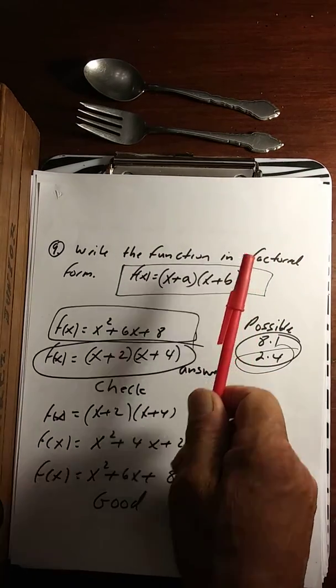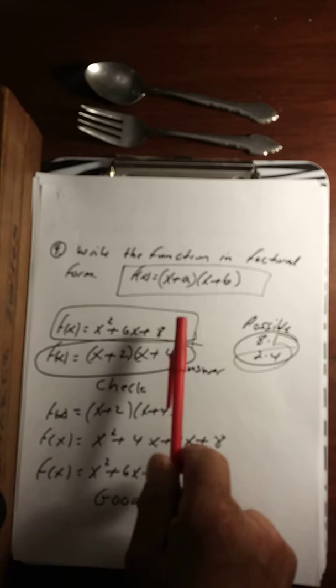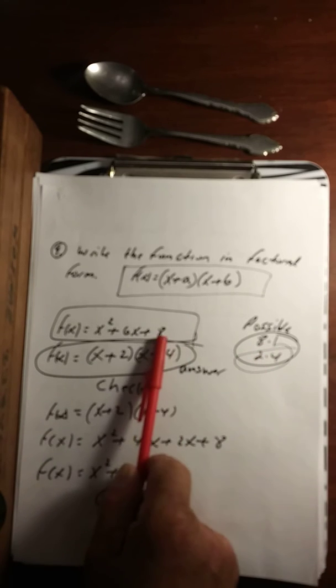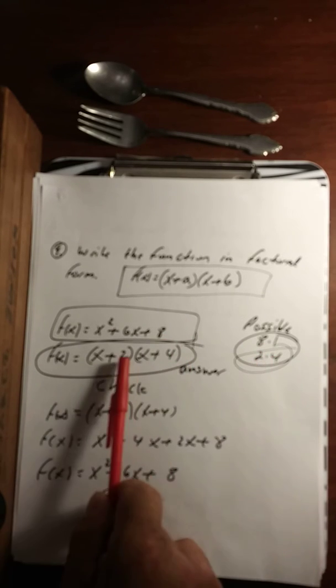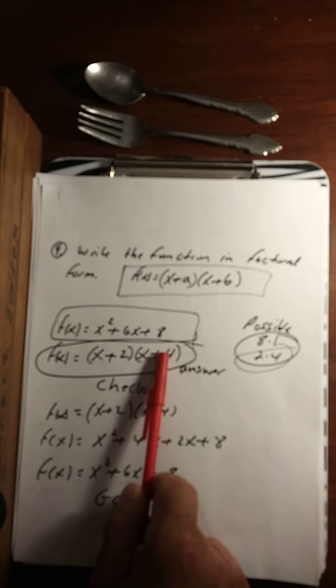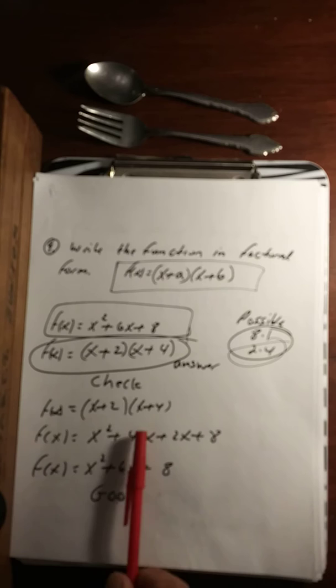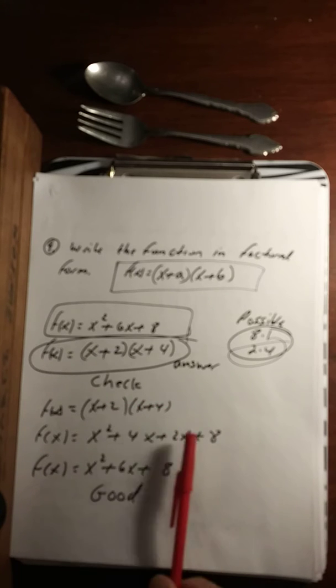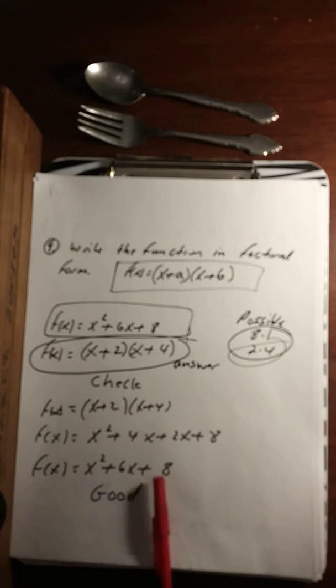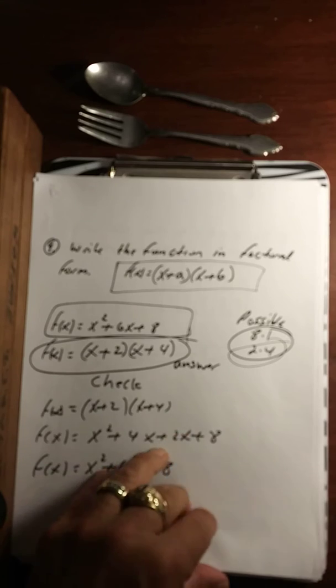Write the function in factored form. This right here. So 8 is 1 times 8 or 2 times 4, and 2 times 4 works for this. 2 and 4 gives you the middle. So x plus 2, x plus 4. Does that work? Just check the answer. X times x is x squared. That times that is going to be 4x, and 2x, and 8. X squared plus 6x plus 8. It's done.